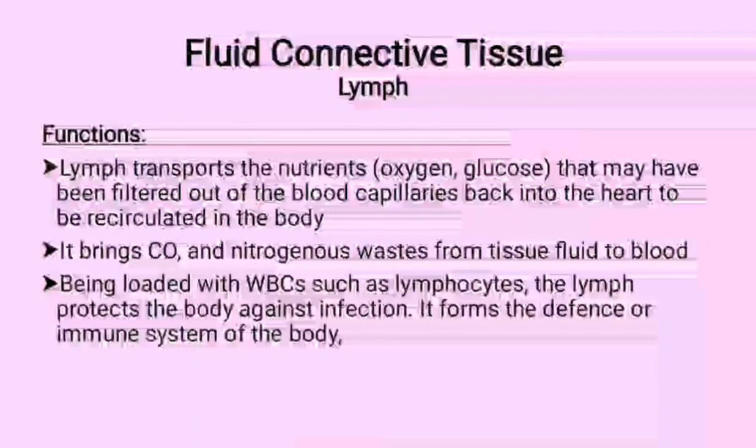The main function of the lymph is to transport the nutrients such as oxygen and glucose that may have been filtered out of the blood capillaries back into the heart to be recirculated in the body. It also brings carbon dioxide and nitrogenous waste from tissue fluids to blood. Being loaded with WBCs such as lymphocytes, the lymph protects the body against infection. It forms the defense or immune system of the body.